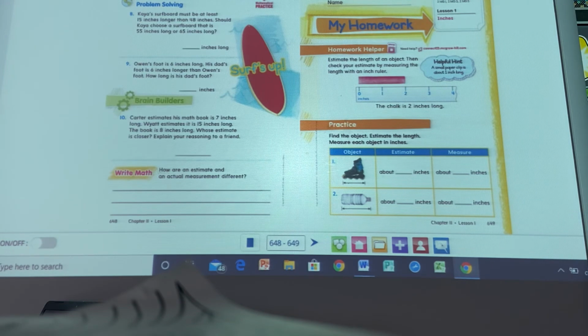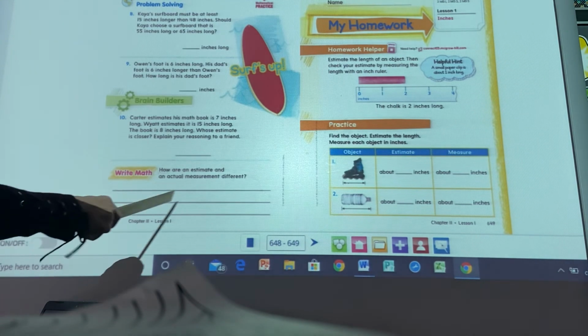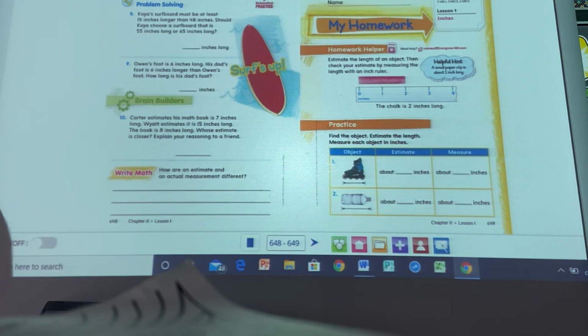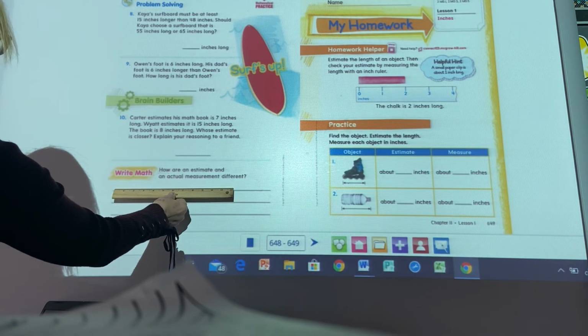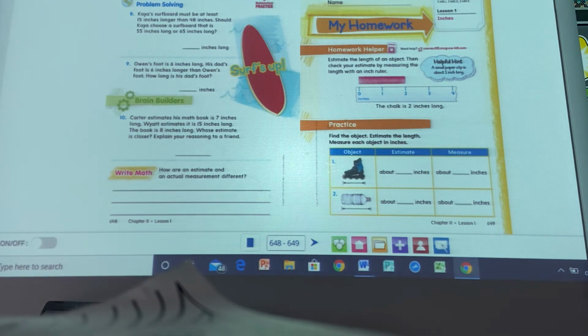Okay? So when we look at the write-a-math, I don't always have you do them, but I think you can answer, how are an estimate and an actual measurement different? And I'll give you a hint. If I were looking at these lines and I were going to estimate, I would say 14 inches. That's an educated guess. But if I were going to say actual measurement, then I would use my ruler. Okay? So see if you can write a sentence about that.